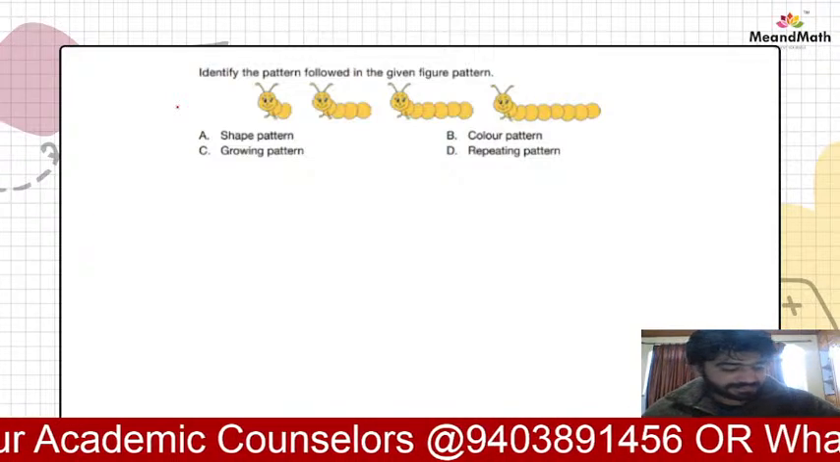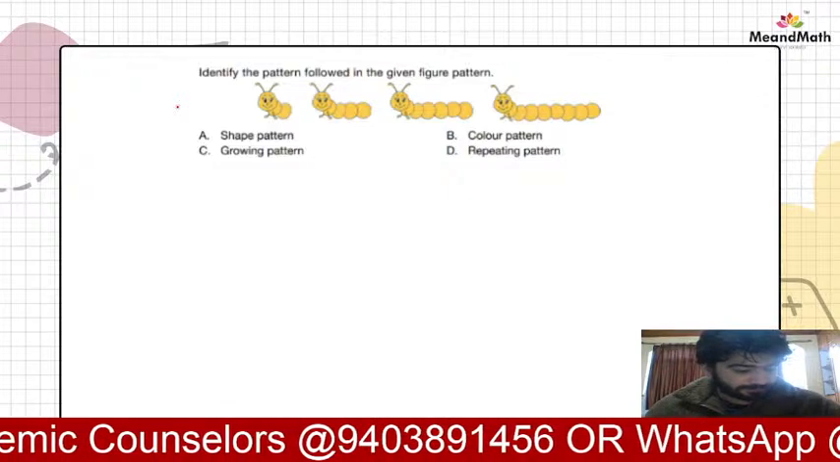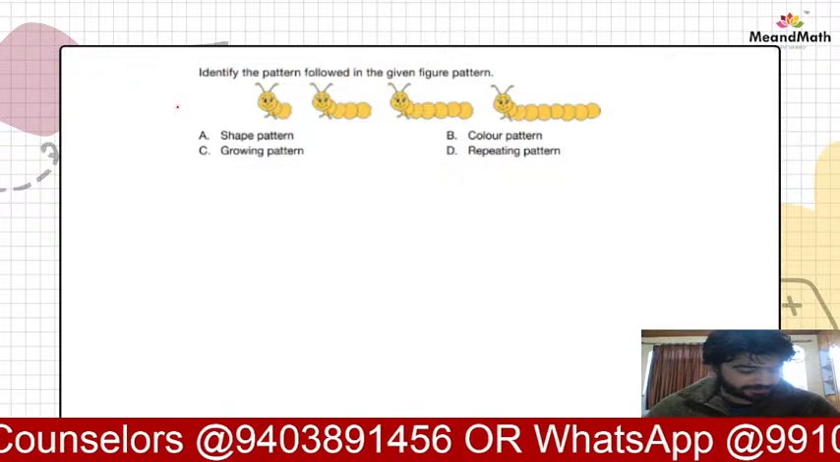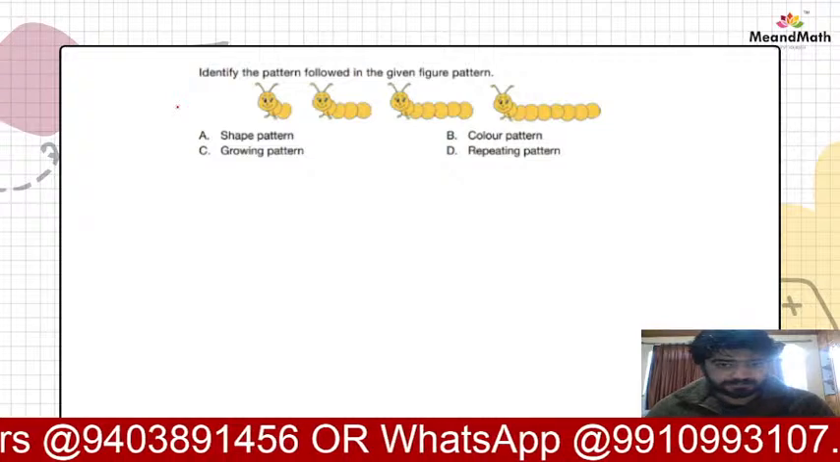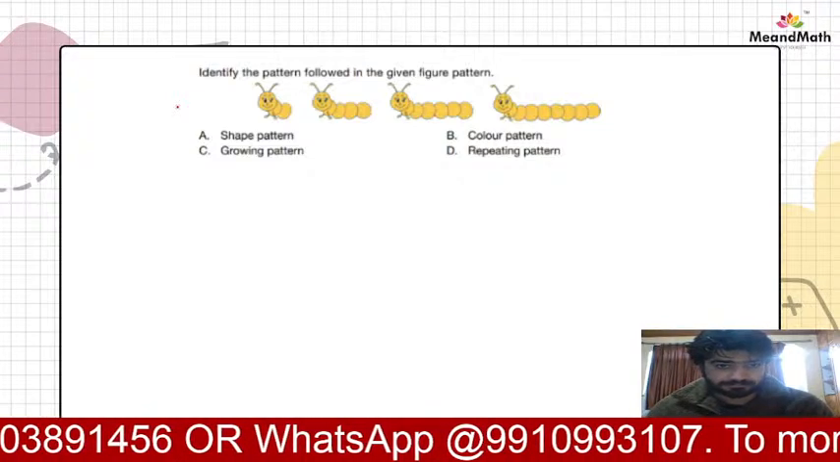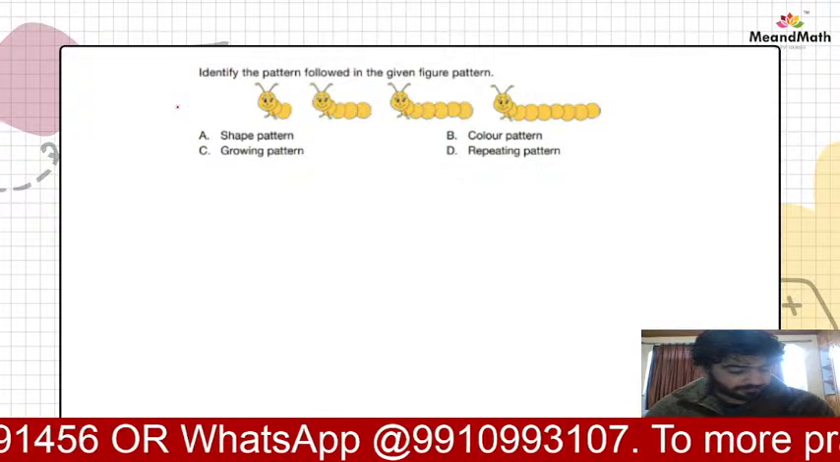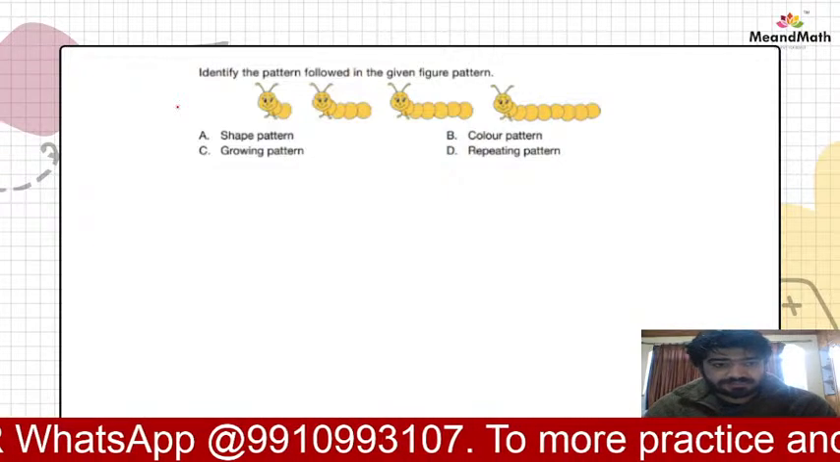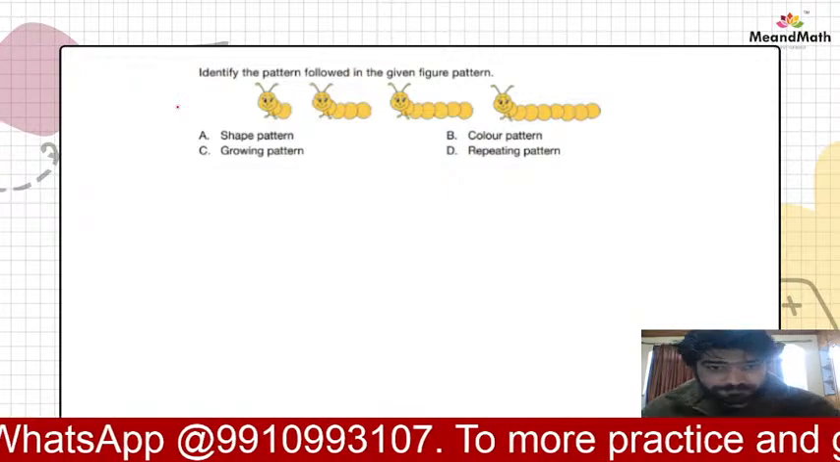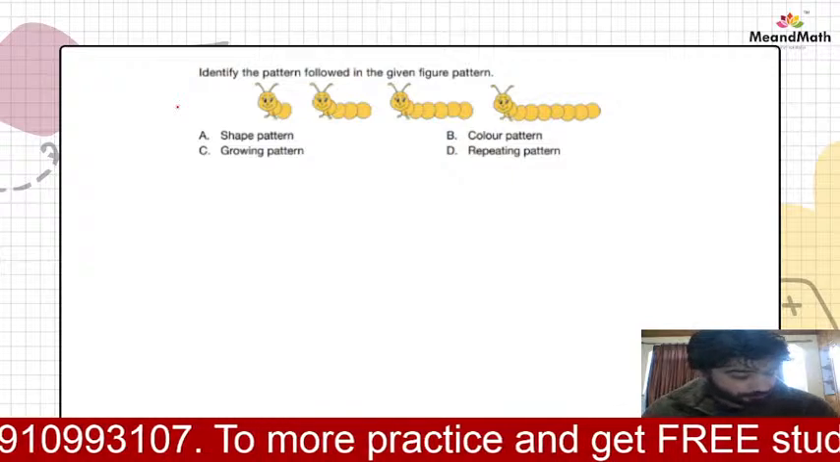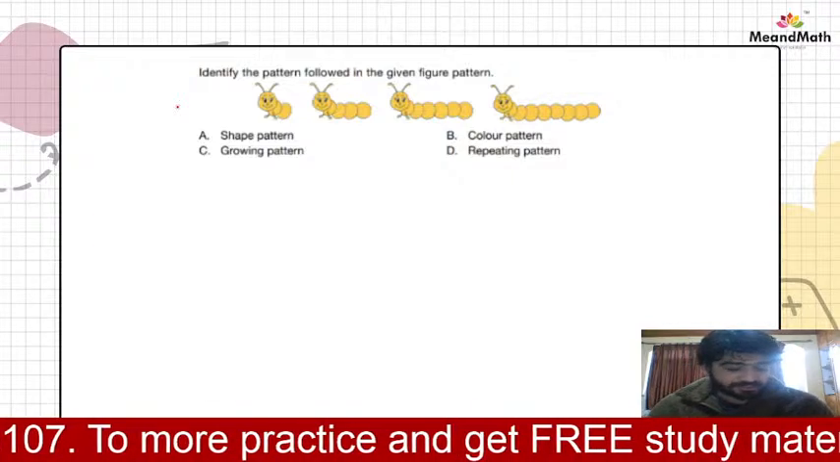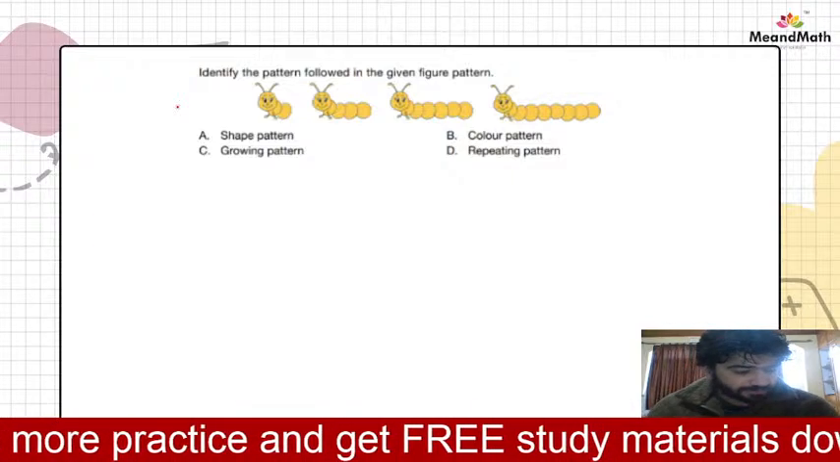Yes, yes, Ahria. Okay, Krish has answered option number C. So the options are shape pattern, color pattern, growing pattern, and repeating pattern. What should be the answer? Krish has answered option number C. Let's see what others answer.